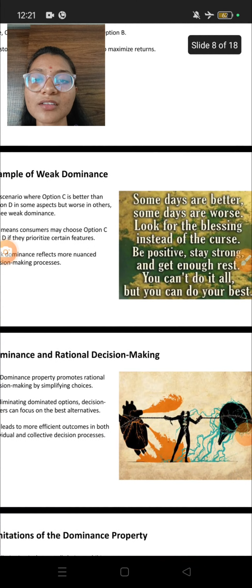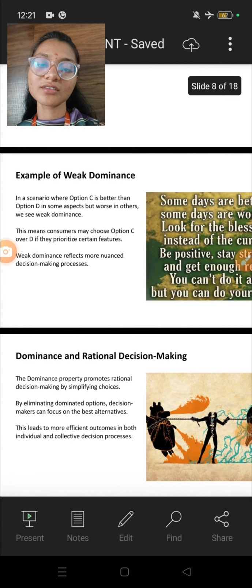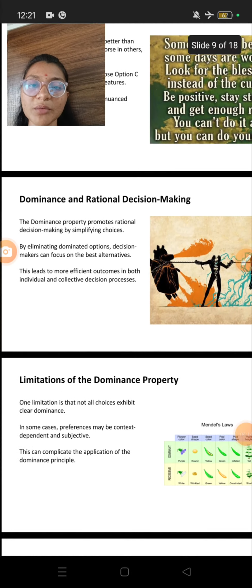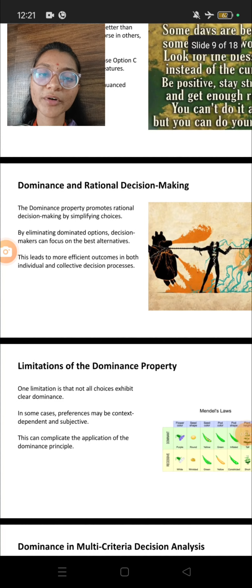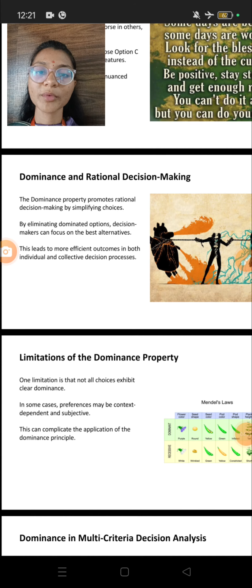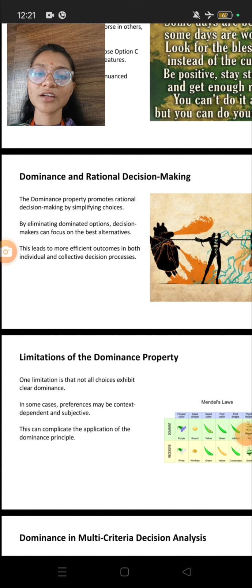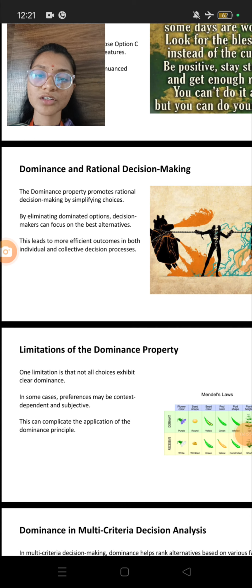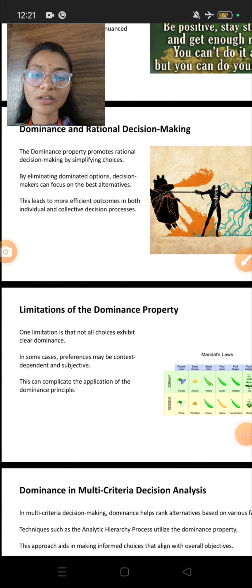Dominance and it is an example for a weak dominance. Dominance and rational decision making. The dominance property promotes rational decision making by simplifying choices. By eliminating dominated options, decision makers can focus on the best alternatives. This leads to more effective outcomes in both individual and collective decision processes.